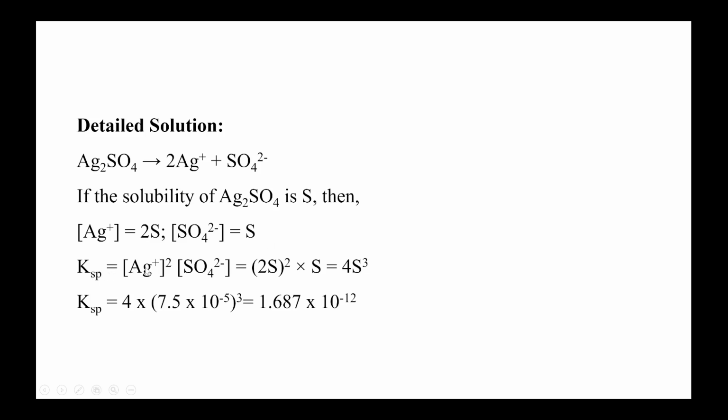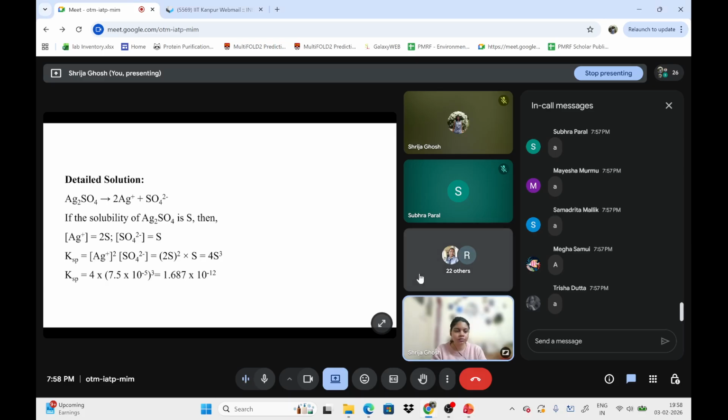The solubility product will be defined as the Ag plus concentration raised to the power of 2 multiplied by the SO4 2 minus concentration, that is 2S whole square into S, that is 4S cube, and the value of S is already given as 7.5 into 10 raised to the power of minus 5. Take the cube of this and multiply it by 4. You will get the answer as 1.687 into 10 raised to the power of minus 12. I hope everyone is able to solve this.